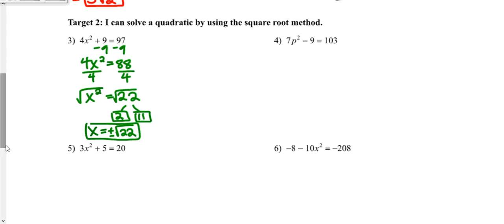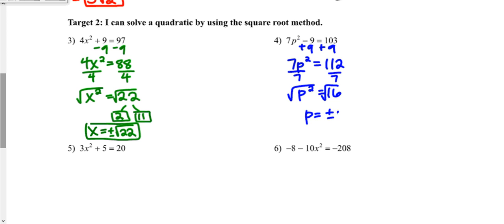Very similar process over here on number 4. I'm going to add 9 to both sides. So that's going to give me 7p squared equals 112. And 112 divided by 7 is 16. So I get p squared equals 16. To get rid of the squared, I take the square root. And this one actually is a perfect square, so I don't need to simplify it. It's just plus or minus 4. You can plug your answer back in to your variable in the original problem if you'd like to check your work.